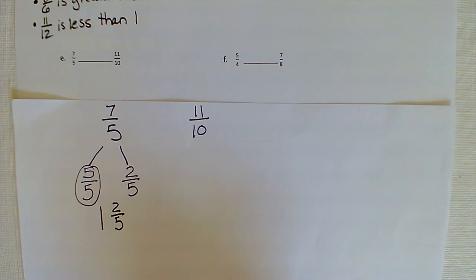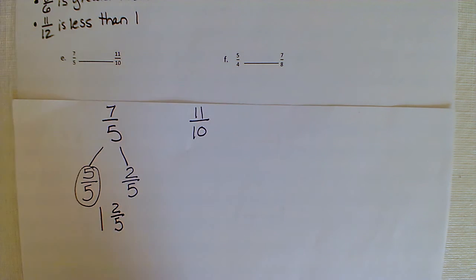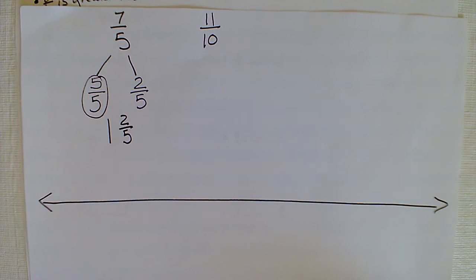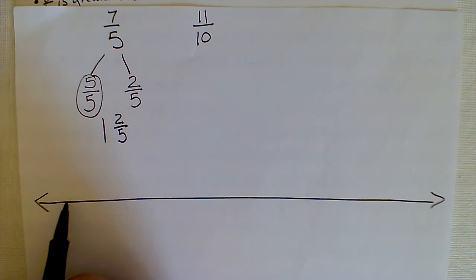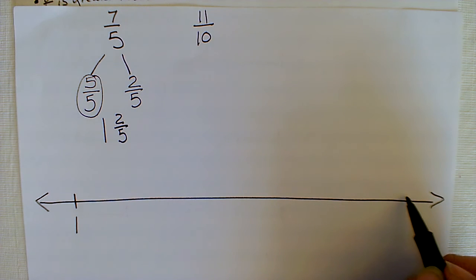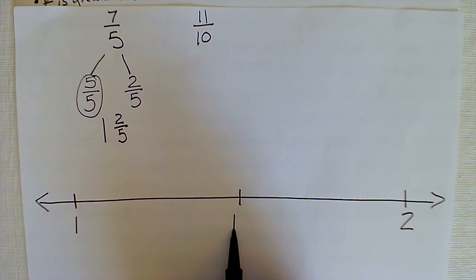So now let's take a look at 11. Well, let's go ahead and put this on here. While we're thinking about this, let's go ahead and put that on our number line. So I'm going to draw out my number line. Since both of these fractions are greater than 1, I'm going to start my number line at 1. The other end of it is going to be 2, and right in the middle is going to be 1.5. So these are the benchmarks that we're using.